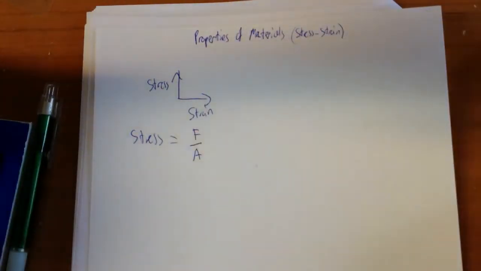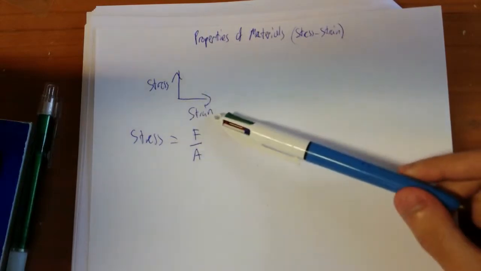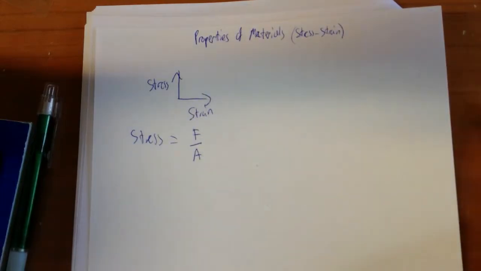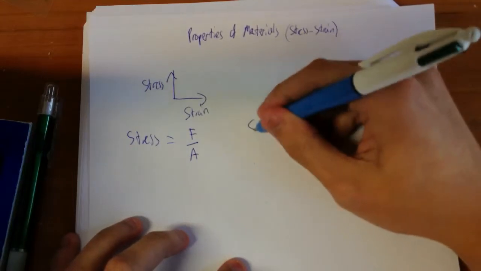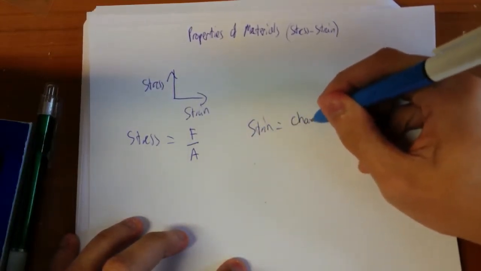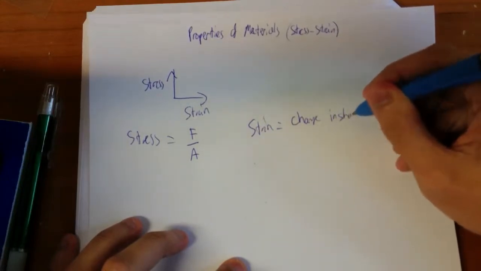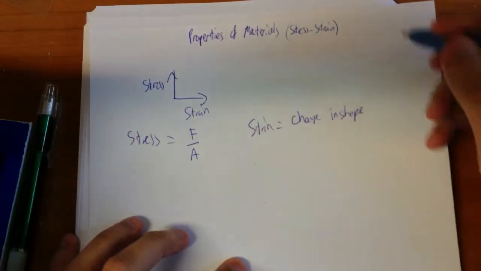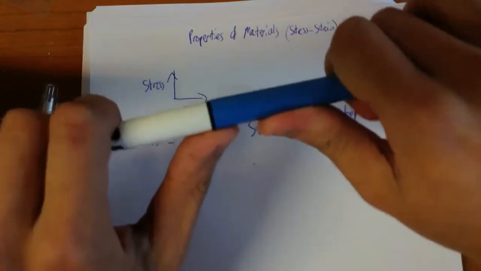Okay. Stress equals force over area. Now, strain. What is strain? Strain is how much it changes in shape. Is that kind of making sense? So like if I bend this, you can see it changing in shape a little bit.